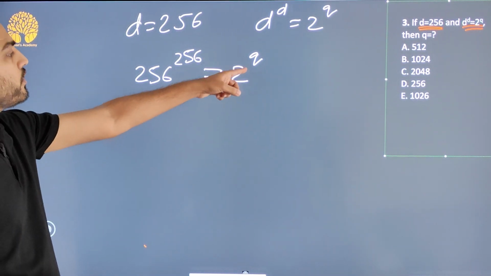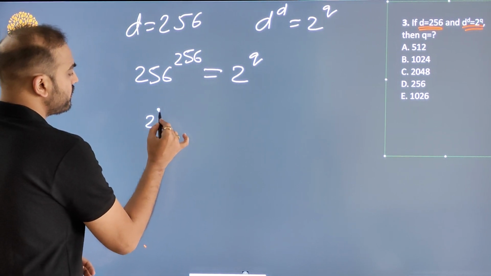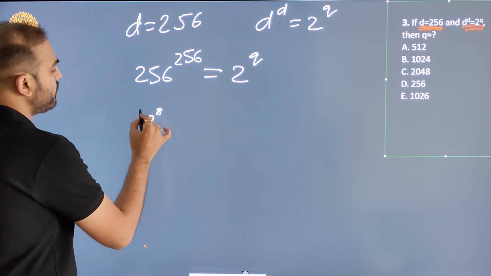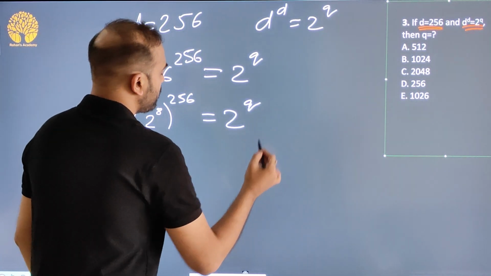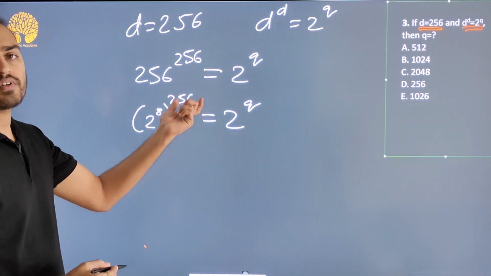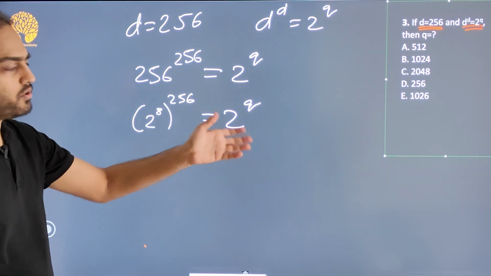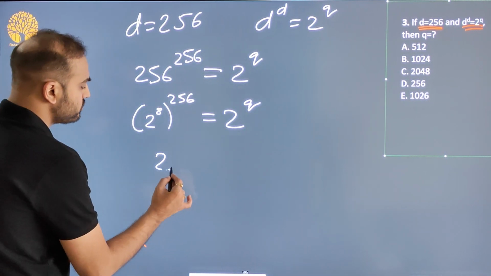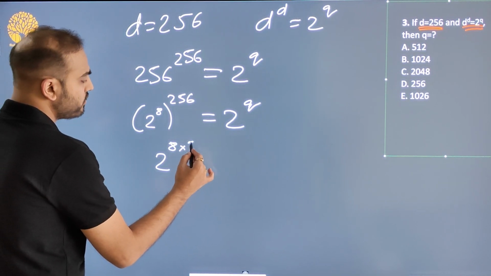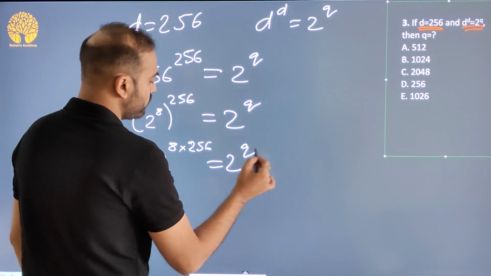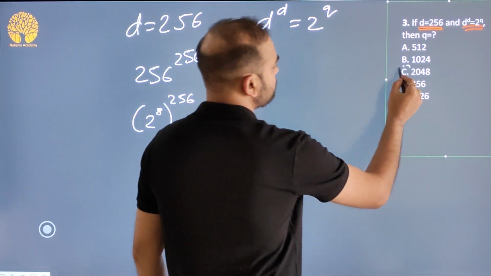Because we want q, we have to make the bases same. So 256 can be written as 2 to the power 8. Don't change this 256 again as 2 to the power 8, you will just lengthen your process. Let it be 256 itself. So this becomes a power b times a power c is a power bc. So that is 256 2 power q. Bases are same. q is 2048.